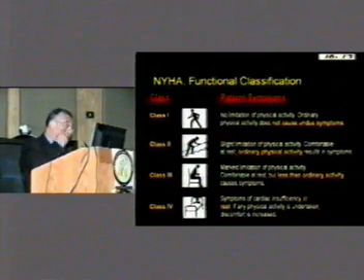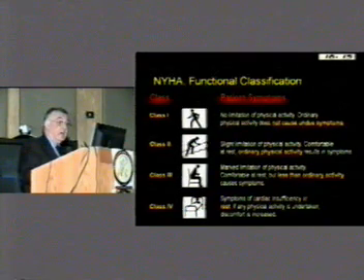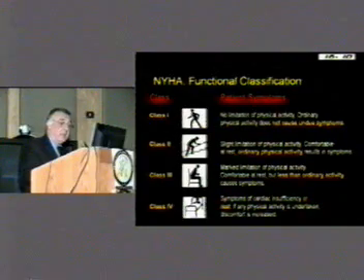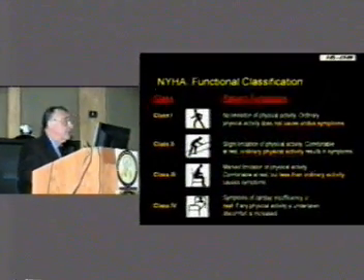And class 4, that's the most serious, that's the cardiac insufficiency at rest. If any physical activity is undertaken, discomfort is increased.